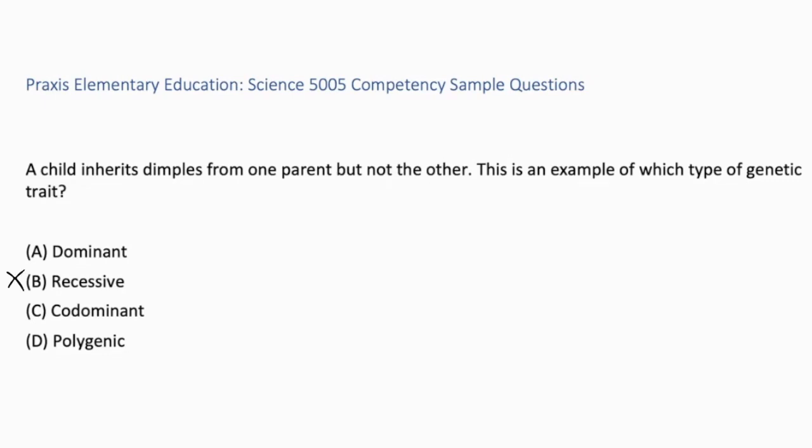B. Recessive would require both parents passing the gene. C. Codominant means both traits show up. D. Polygenic means traits are controlled by many genes, such as height. The correct answer is A. Dominant. Only one allele is needed to express a dominant trait.